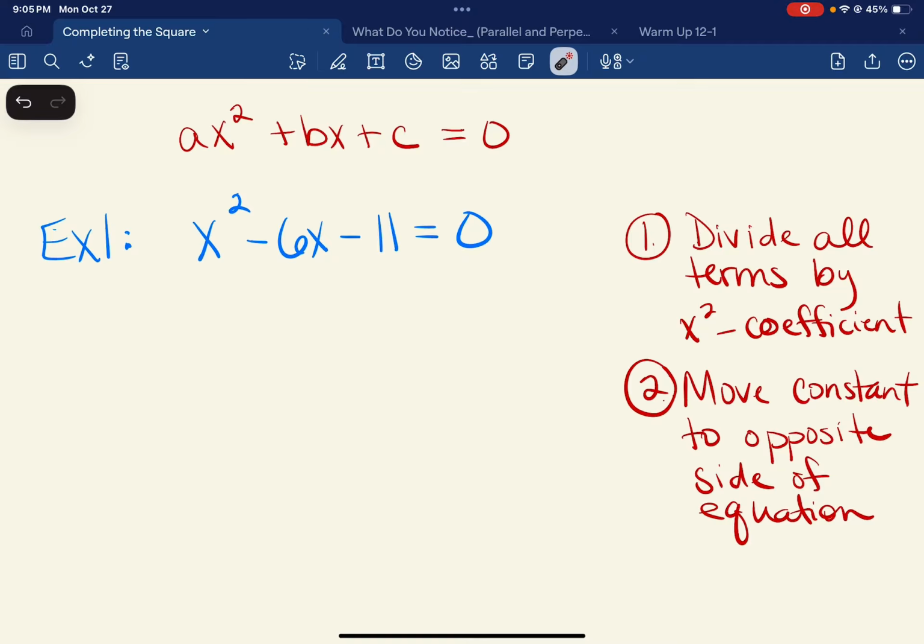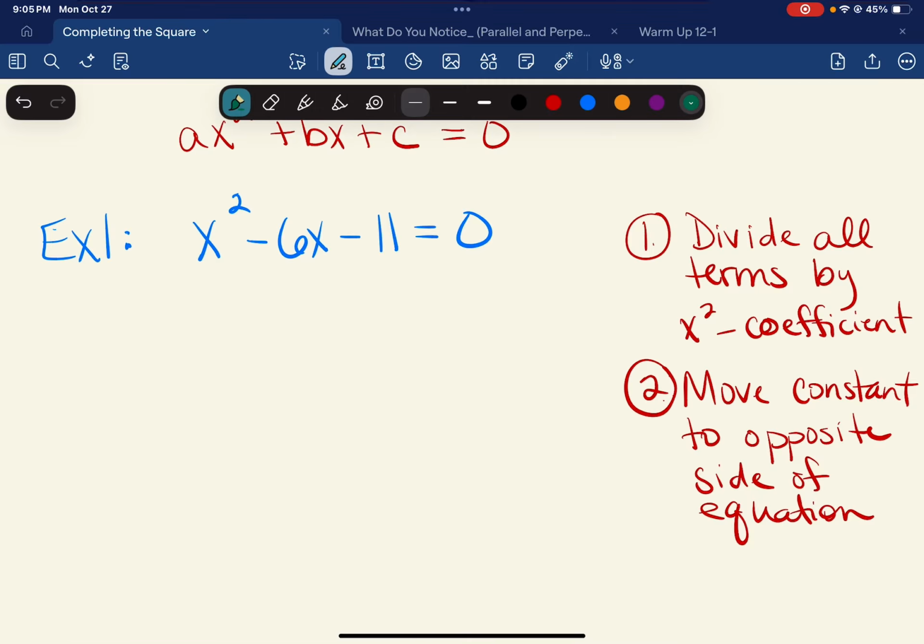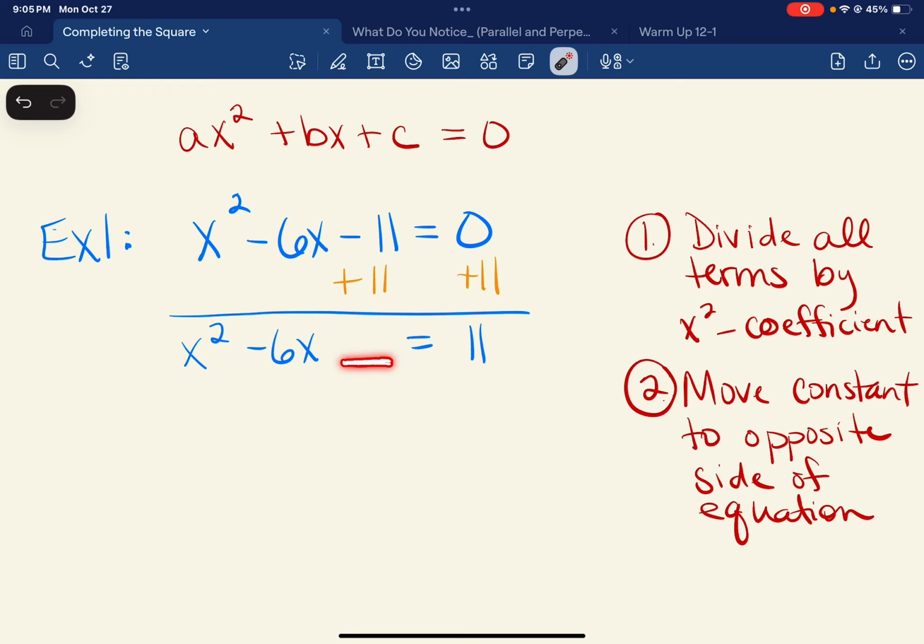Step 2 is to move the constant to the opposite side of our equation. So that c value, that minus 11, we'll add to both sides of our equation. And that ends up giving us x squared minus 6x equals 11. Now I purposefully left a gap right here where the minus 11 and plus 11 canceled each other out because we're going to add something to it.